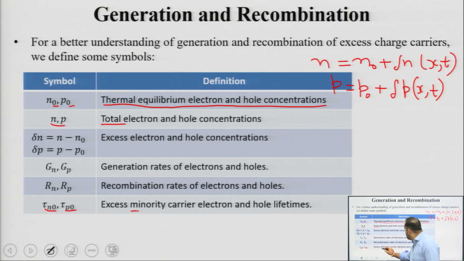Just keep in mind here that we have used the word minority. We could have only used excess carriers, but we will see later on that whenever excess charge carriers are generated, in percentage terms the concentration of minority charge carriers goes up significantly and the percentage change in the majority carrier concentration is very small, almost negligible. So, the time for which these excess charge carriers are alive before recombining is basically their lifetime.